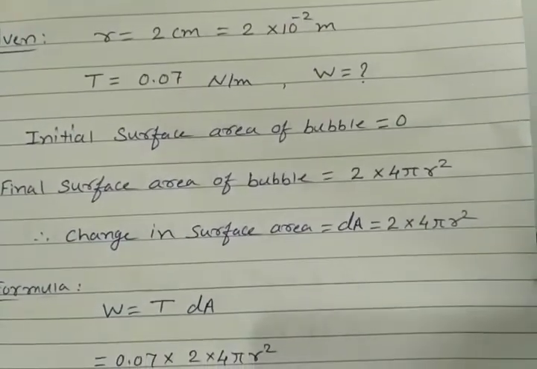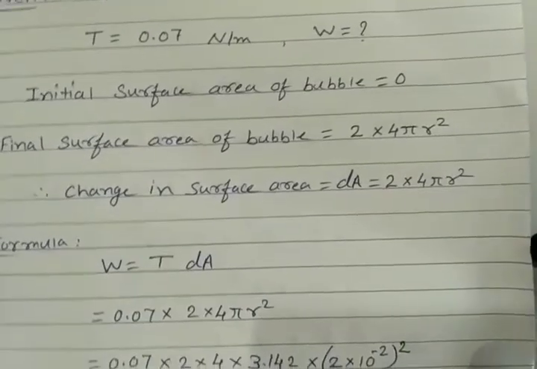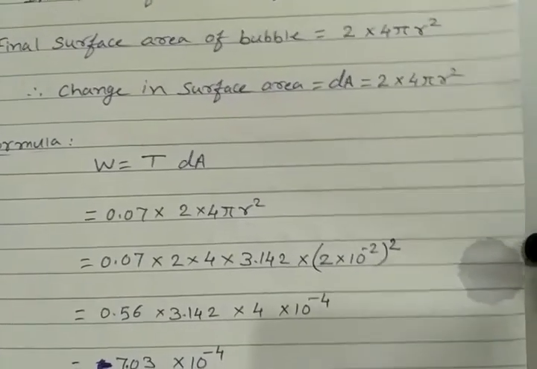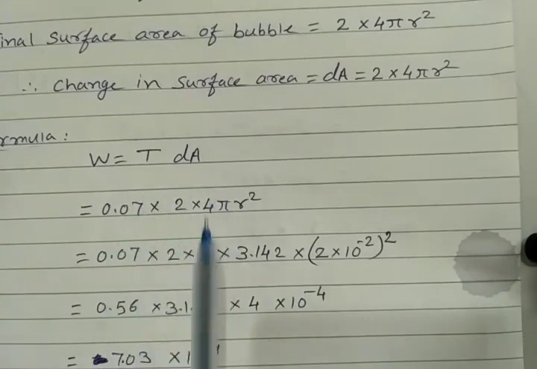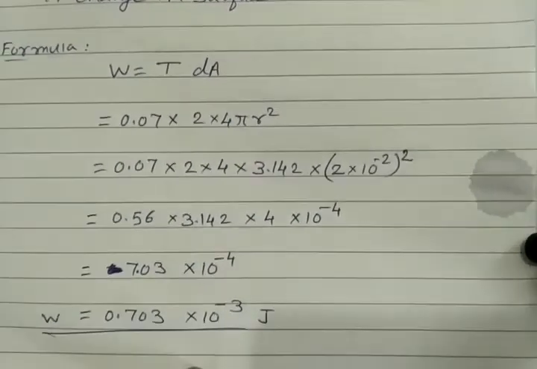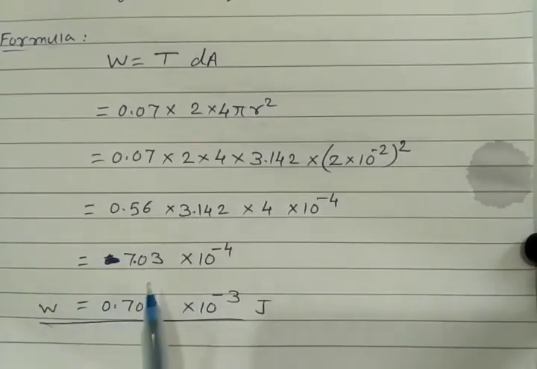Once again using this formula, W is equal to T into dA. dA is the change in surface area. Substituting over here and solving this, substitute all these values and solve this. The value of work done comes to be 7.03 into 10 raised to minus 4. If we shift the decimal point one place, it will be 0.703 into 10 raised to minus 3 joule. So this is the answer for the 22nd numerical.